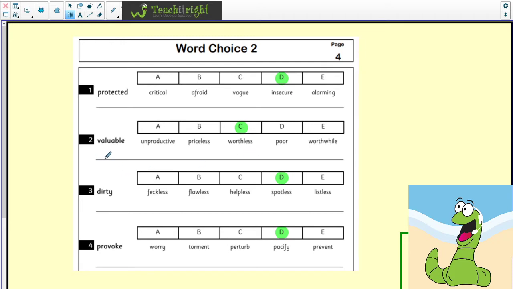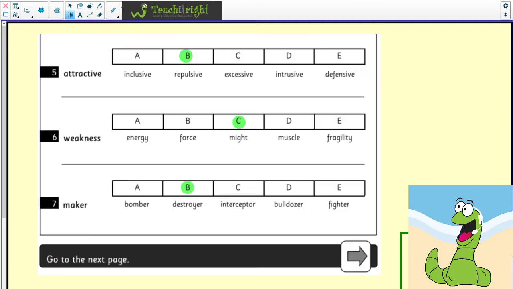Valuable, it's very expensive. Dirty and spotless. Spotless means pristine, so something's really clean. So dirty and spotless are opposites. Provoke and pacify. Pacify means to calm, and provoke means to antagonize. So provoke and pacify are opposites. What you might like to do as you're going down through, if you want to just check them again in your booklet, you can just go down through and give them a tick if you want to.